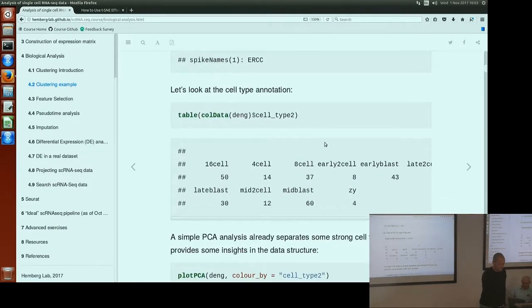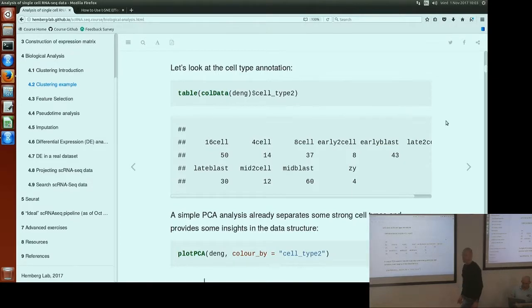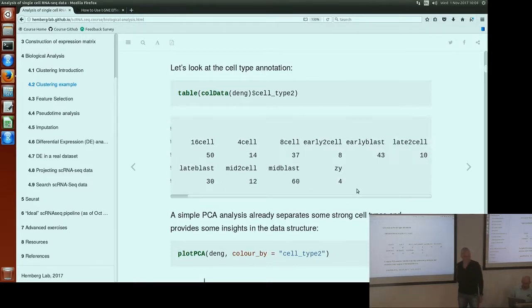So if we look at the cell type 2 column, we can get an idea of how many cells you have in different cell types. Well, these are not cell types. Because this is an embryo development data set, we have stages of the development. So we have 50 cells in 16 cell stage, 14 cells in 4 cell stage, and so on. There are stages here which are called early 2 cell, late 2 cell, mid 2 cell. So in the cell type 1 column, we actually merged these together, because when you plot them, they look quite similar to each other. But in the original publication, they were separated. We merged them, as I think the clustering results become better if you merge them. So this is just an example of what you can do if you want to.